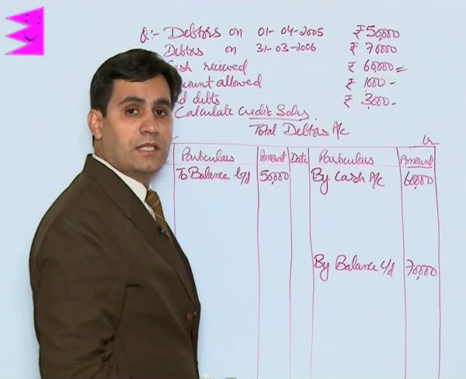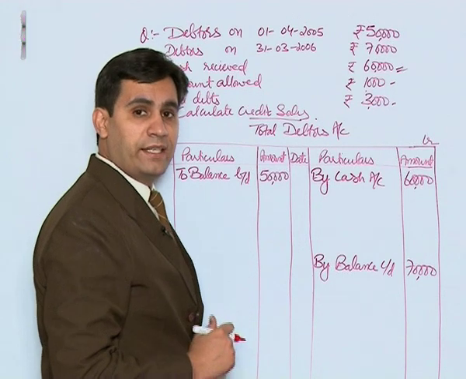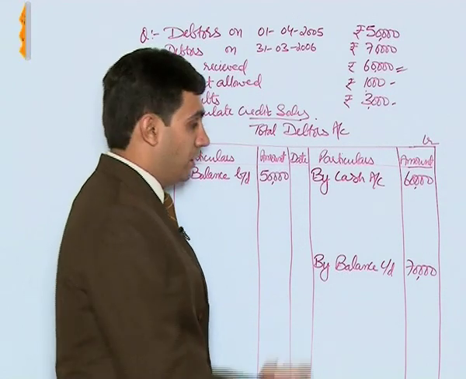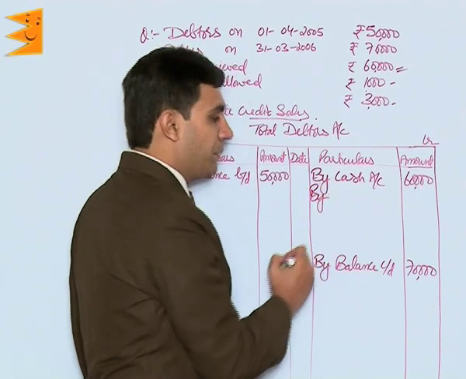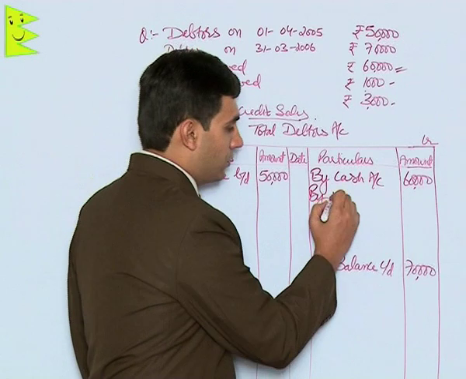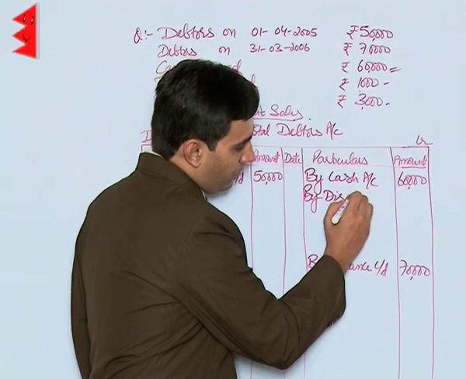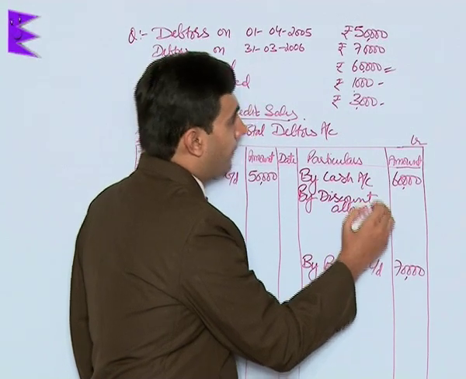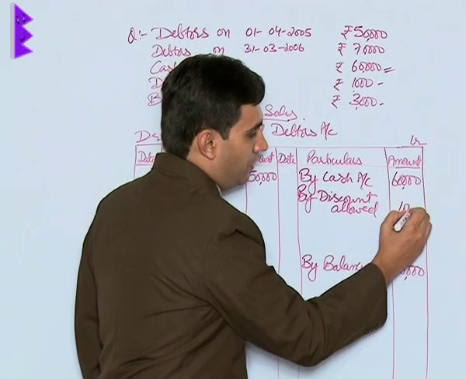Then discount allowed. So entry in this case is usually discount allowed to debtors. Again, posting would be made on the credit side as debtors are credited. So it would be by discount allowed and the amount here is 1,000.